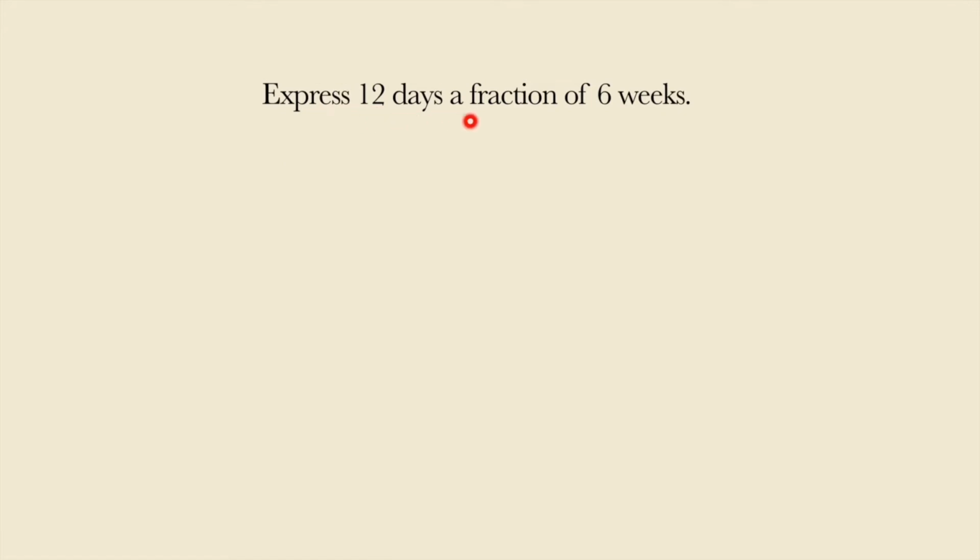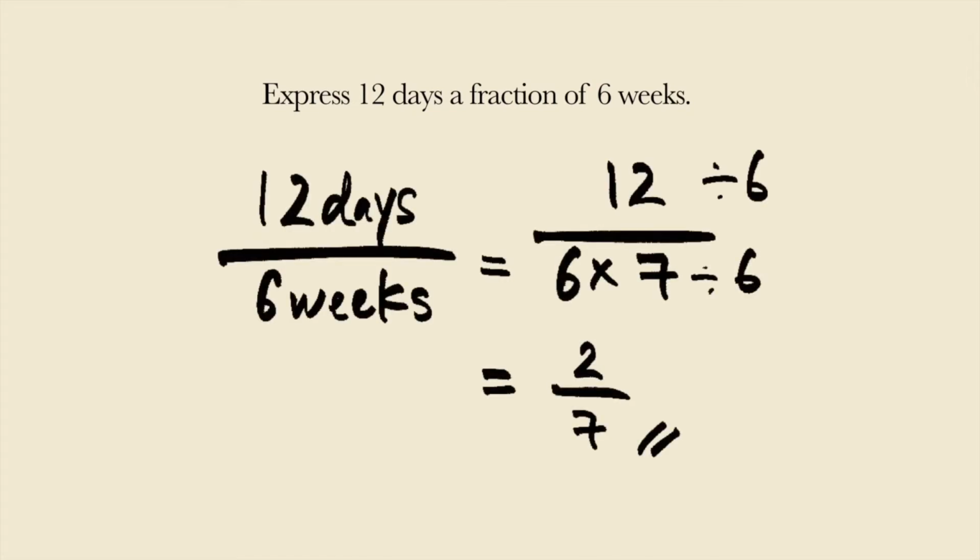Express 12 days as a fraction of 6 weeks. So the word "of" tells me 6 weeks is the denominator. So 12, and then you see 6 weeks, we're going to multiply by 7 so that both are days. Notice I can divide by 6 here and divide by 6 here. So you get 2 over 7.